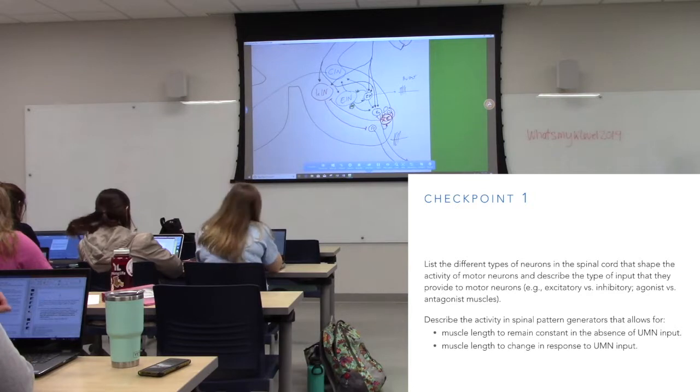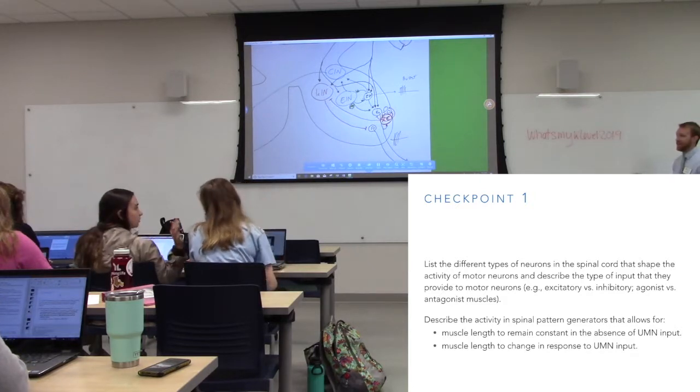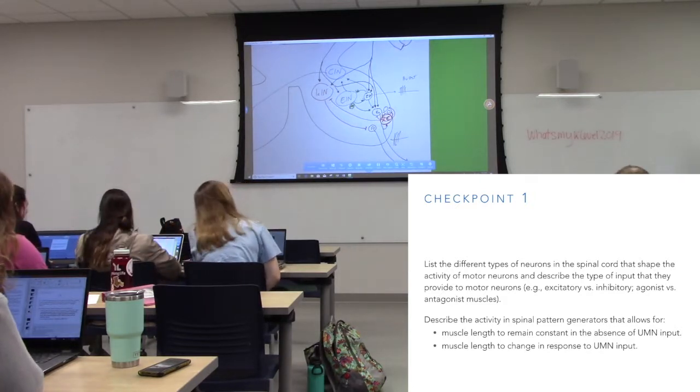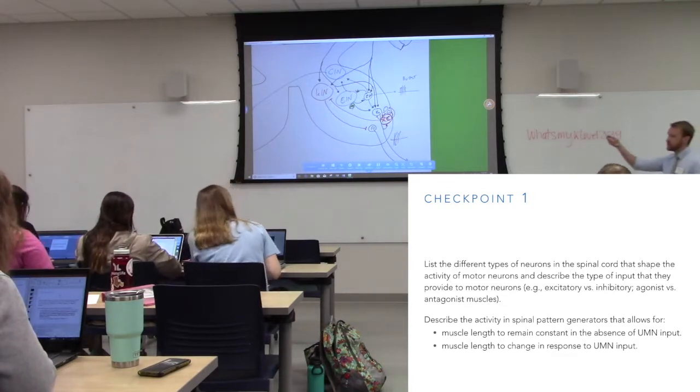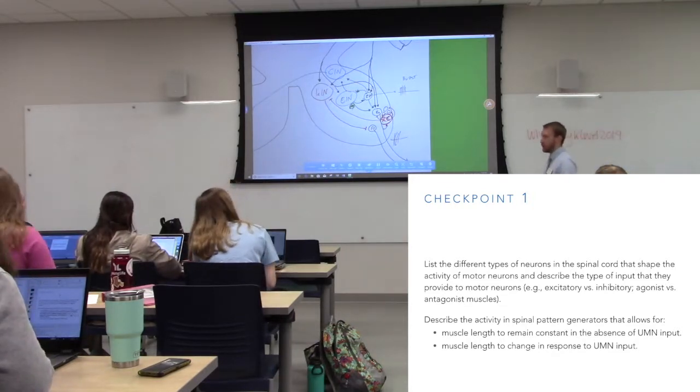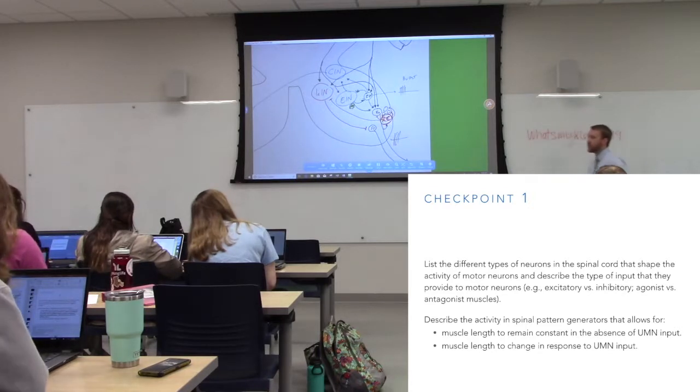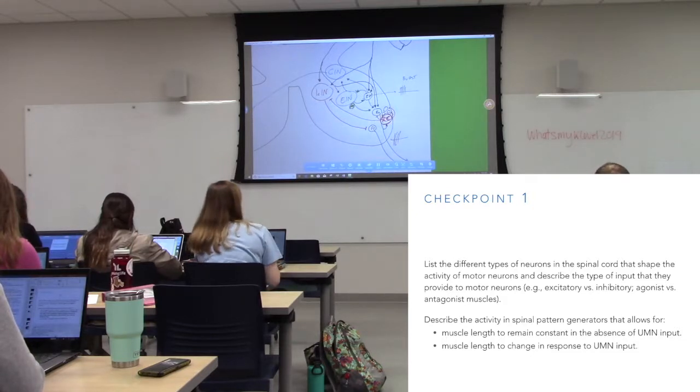We do want to change the muscle length now. There is input from our corticospinal tract. What happens to allow all this to work for us rather than against us? To deal with the gamma. Ah, now we got to think about a gamma motor neuron.